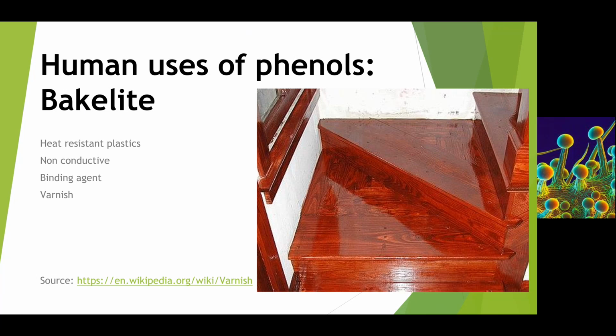Bakelite has the ability to resist damage, and so people use it as a protective varnish on wood and use it in other construction scenarios. It's very heat resistant, which is very nice, and it acts as a binding agent.